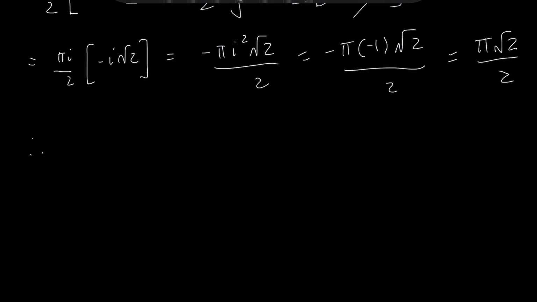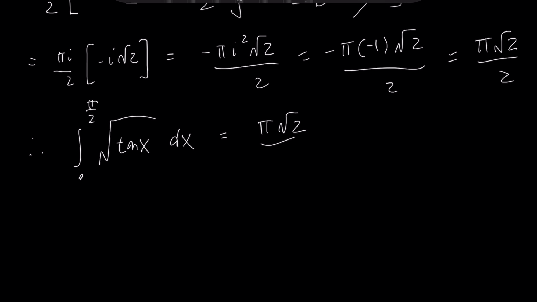So now we could say that, therefore, the integral from 0 to pi over 2 of the square root of the tangent of x dx is equal to pi times the square root of 2 over 2. And so this is the final result.